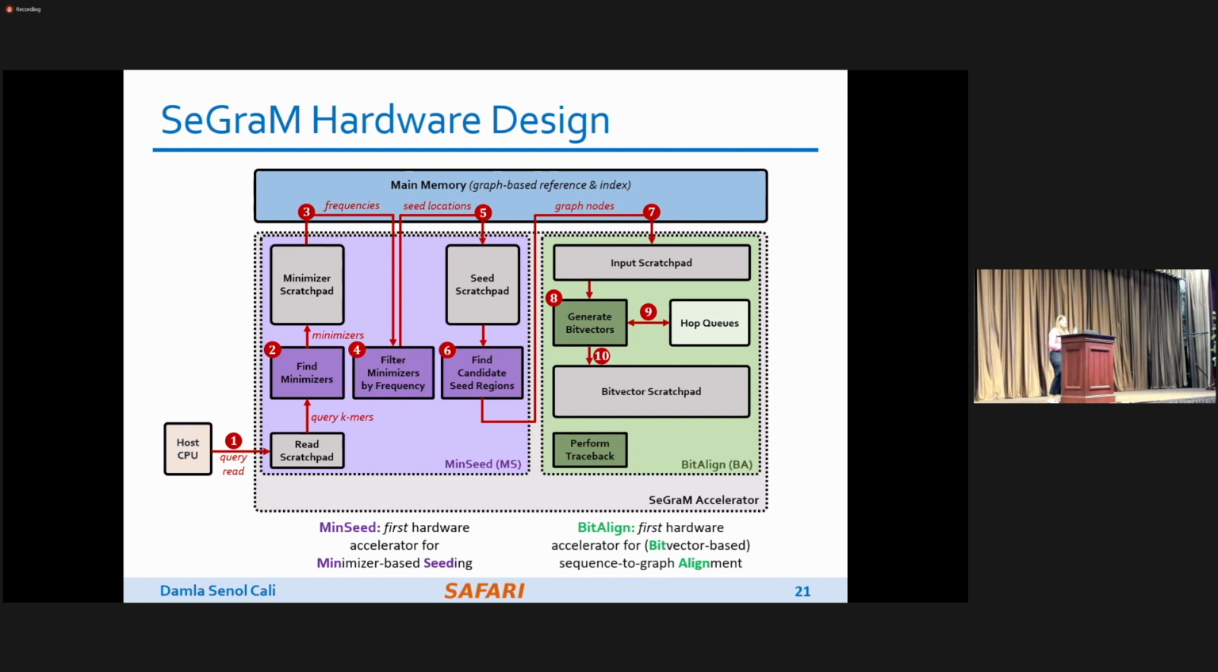And once BitAlign finishes generating and writing all these bit vectors, it starts reading them back from the bit vector scratchpad, performs a traceback operation, finds the optimal alignment between the subgraph and the query read, and streams the optimal alignment information back to the host.